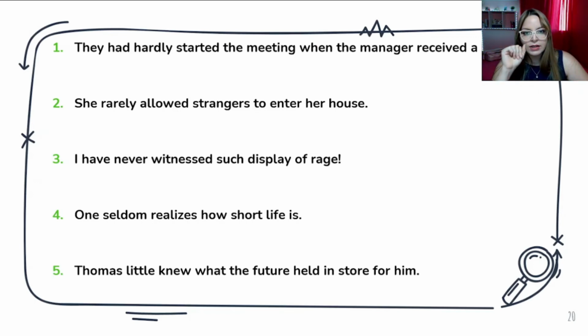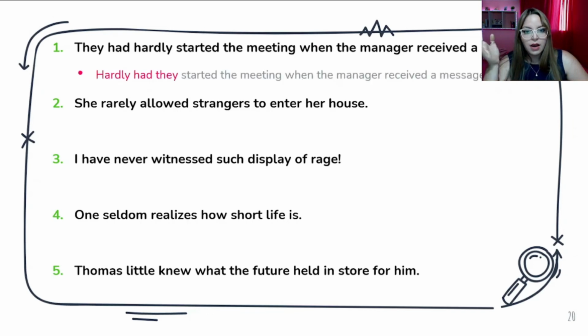They had hardly started the meeting when the manager received a message. So, here we have a time expression, right? So, we should start this sentence with a time expression followed by an auxiliary verb, followed by the subject, and then continuing with the rest of the sentence. So, the correct answer would be hardly had they started the meeting when the manager received a message. Let's look at the following.